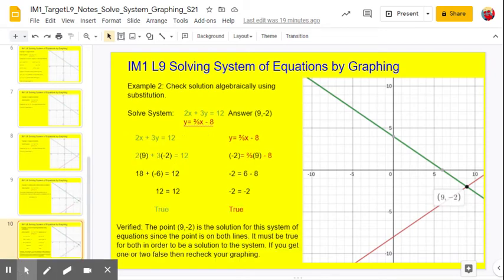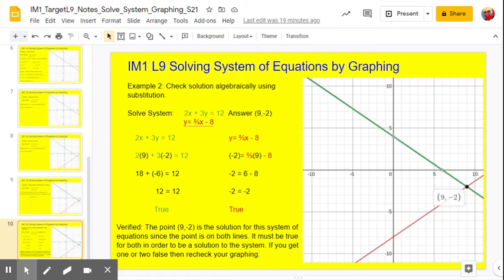We can check our solution algebraically using substitution. So we're going to substitute the 9 for x and the negative 2 for y into the original equation and make sure it gives us a true statement. So 2x plus 3y equals 12 becomes 2 times the 9 plus 3 times the negative 2 equals 12. So then we get 18 plus negative 6 equals 12. 12 equals 12, check.